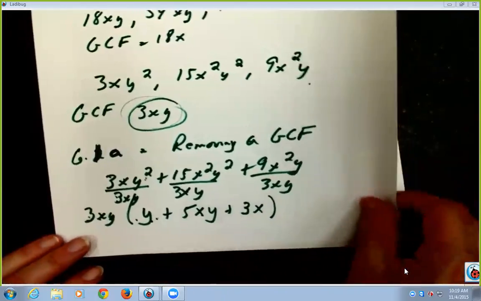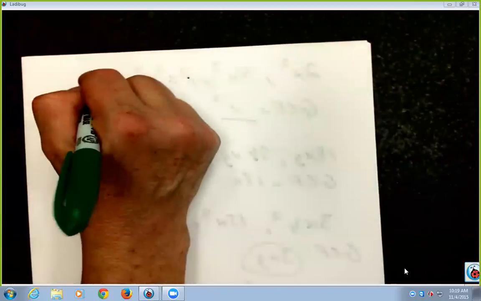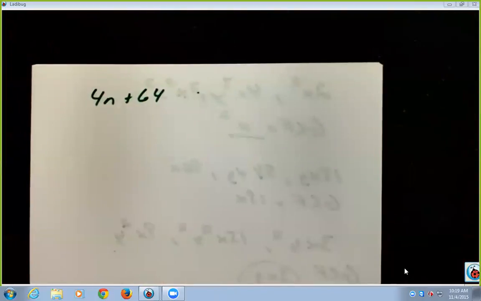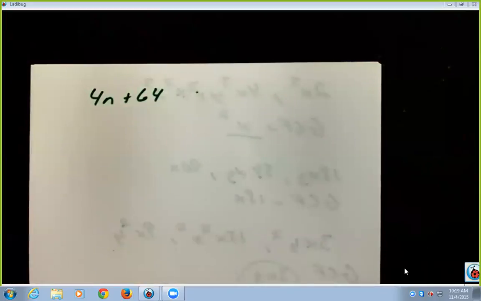Okay, so let's do some more of these so we get a good feel of what has to take place with them. What about this one? 4n plus 64. What's my greatest common factor? So we're putting 6.1a along with 6.1b. What can I pull out of there? A 4.